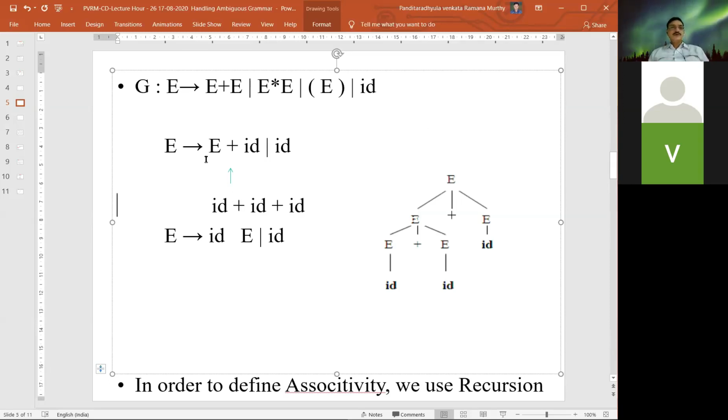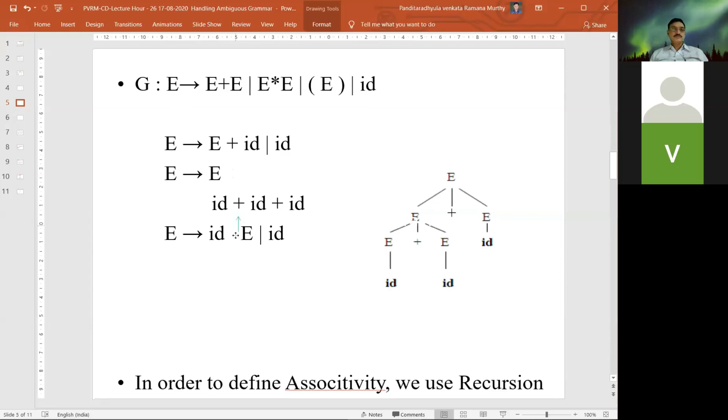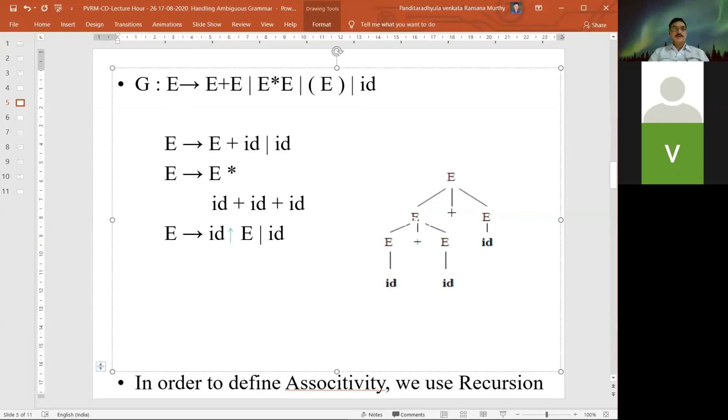So this multiplication sign also can be represented using E derives E multiplication E multiply ID.